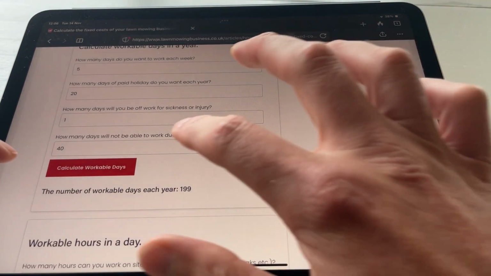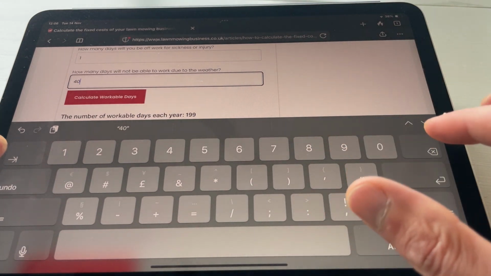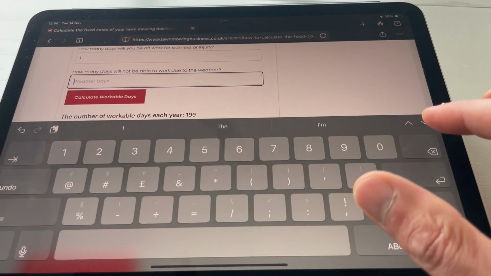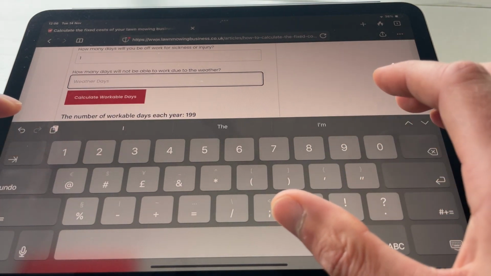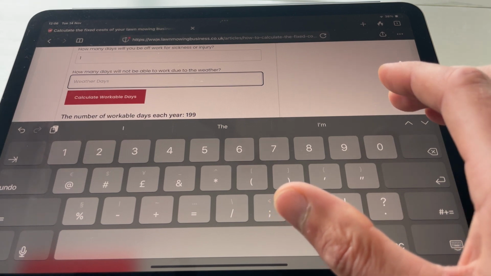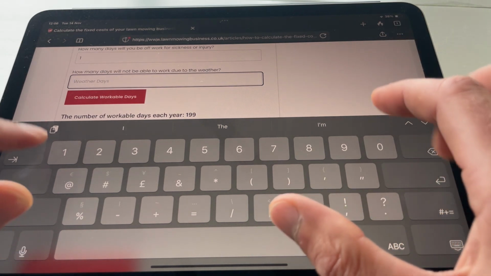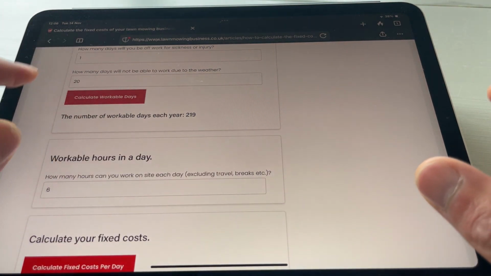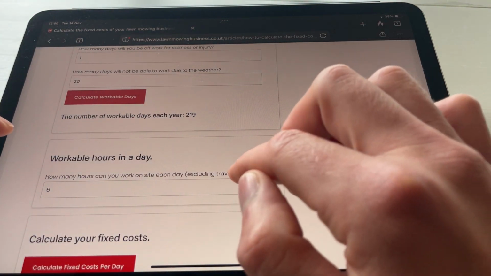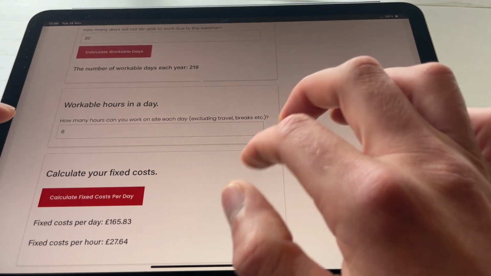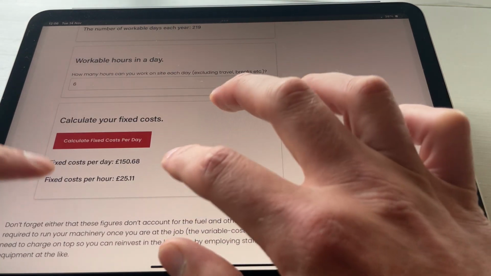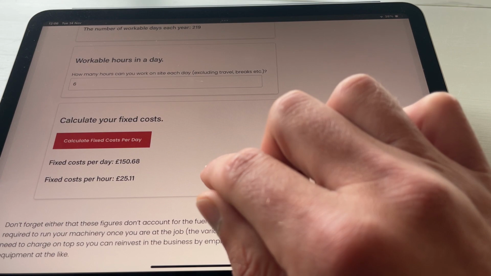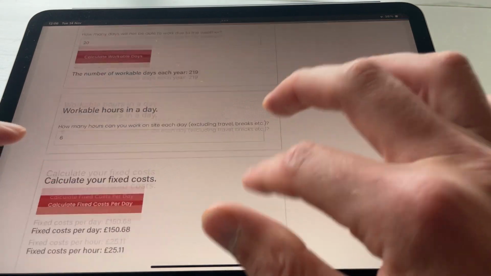If you actually think, well, you're being silly there, 40 days a year that you're not going to work, that's ridiculous. I'm going to take Christmas off. Well, I've already got that in my paid holiday, but let's say in terms of the weather, I can't work for 20 days of the year. Okay, that gives us 219 workable days each year, and that then means that we're down at £25 per hour in terms of our costs, or £150.